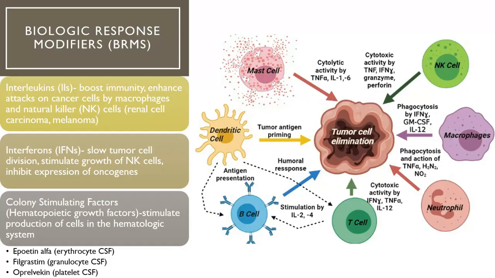If we involve our own immune system and boost it up, or make it focus on specific cells, then of course it's going to stop the replication of that cancerous cell. So interleukins boost immunity. They enhance attacks on cancer cells with our macrophages and our natural killer cells. Interferons slow tumor cell division and stimulate growth of our natural killer cells. And then our colony stimulating factors, our hematopoietic growth factors, stimulate the production of blood cells in the bone marrow.